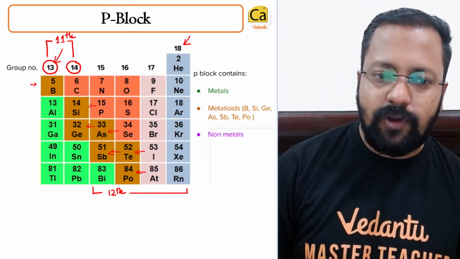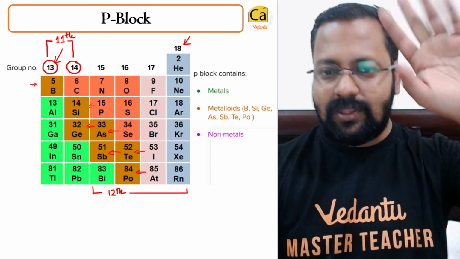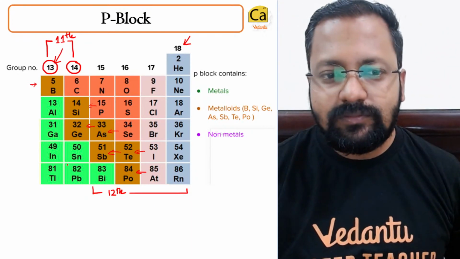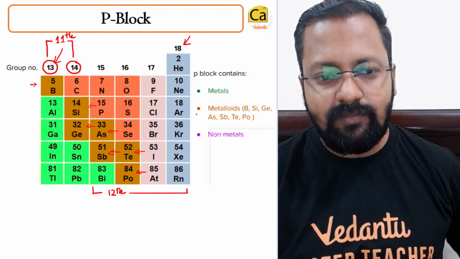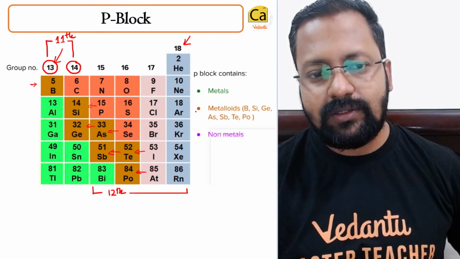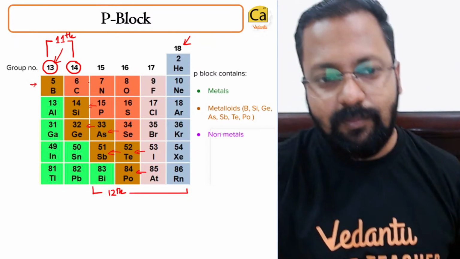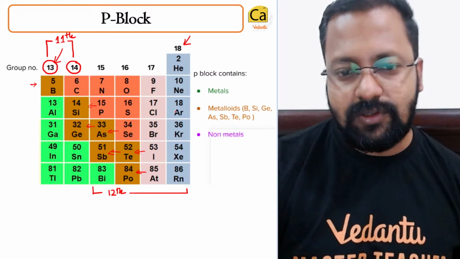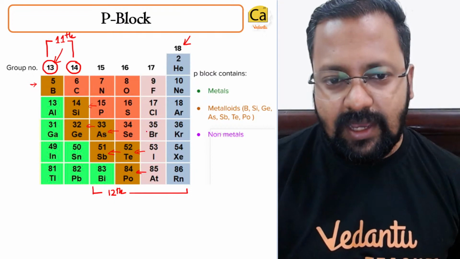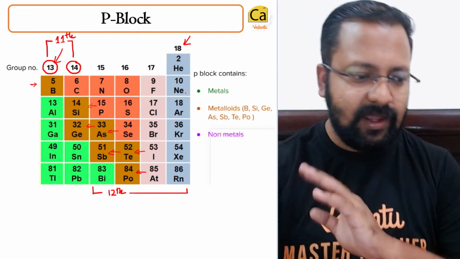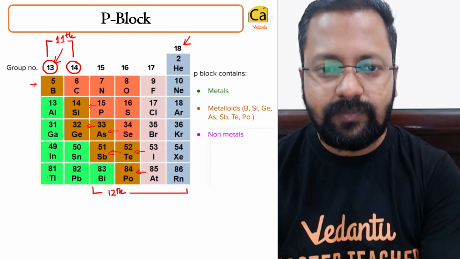Okay, they behave as metalloids. On either side of them in this group, we have non-metals. Clear? On either side of them, we have non-metals. Some are non-metals, some are metals. You can see that there are some non-metals and some metals. So these are fairly non-metallic. 17, 18, they are completely non-metallic, and indium, thallium, they are metals.